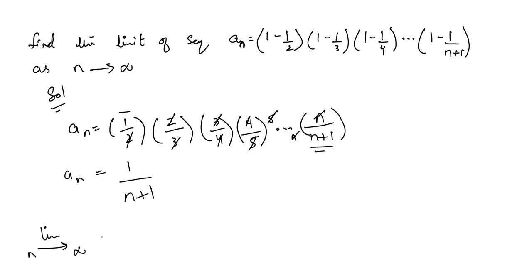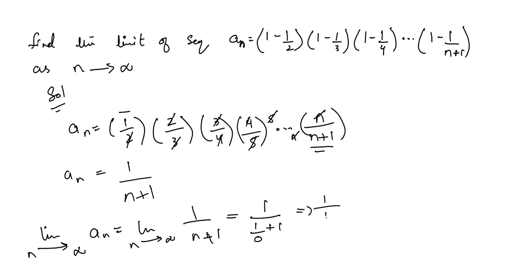So now we will apply the limit. Limit as n approaches infinity of a_n equals limit as n approaches infinity of 1 over n plus 1. Now by applying n as infinity, we can write it as 1 over (infinity plus 1), so it would be 1 over infinity. By taking the reciprocal, it will be just 0. So we can say that a_n approaches 0 when n approaches infinity. And this is the final answer of this beautiful sequence.